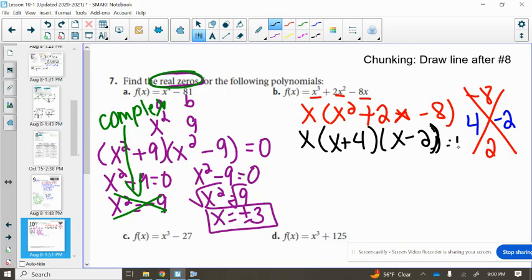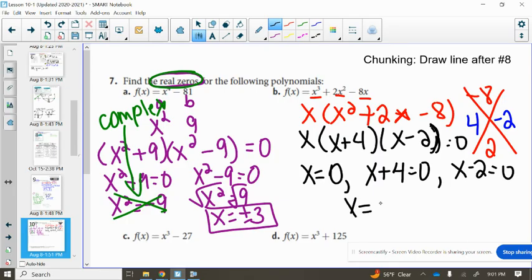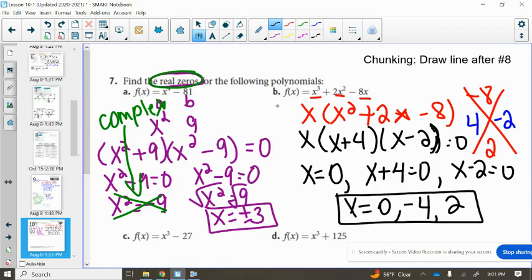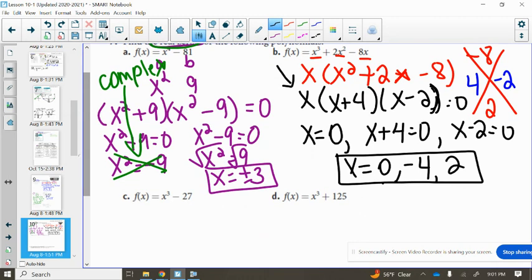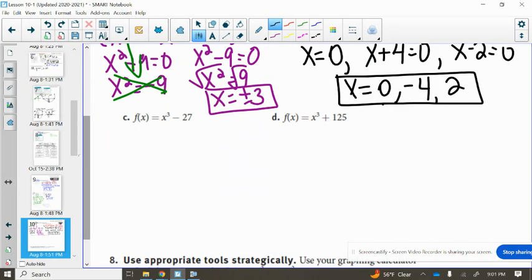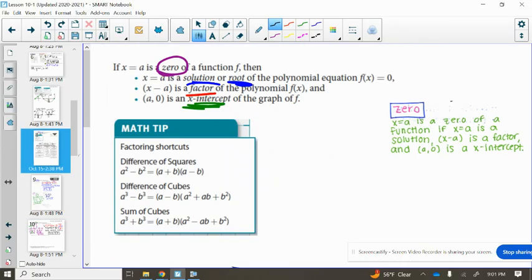And then last but not least, when we set each piece equal to 0, there's officially x equals 0. We also have x plus 4 equals 0, and we have x minus 2 equals 0. So our zeros end up being 0, negative 4, and positive 2. So reminder that this GCF also has to be set equal to 0 just to make sure we include that 0.